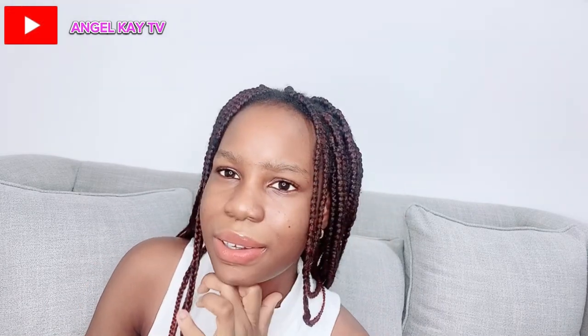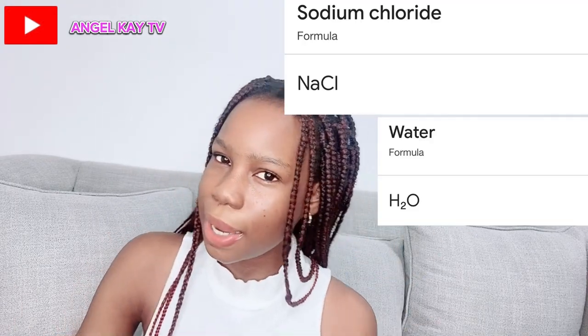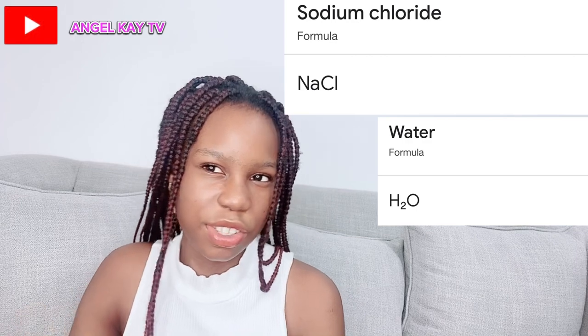Salt is one of the popular things your mom mostly adds in your food. How is it created? There is a process called neutralization, and that is basically when an acid plus a base makes salt plus water. So you can say acid and base are kind of parents to salt.